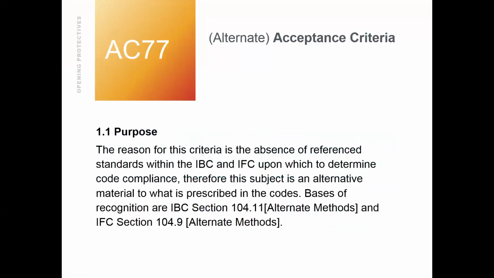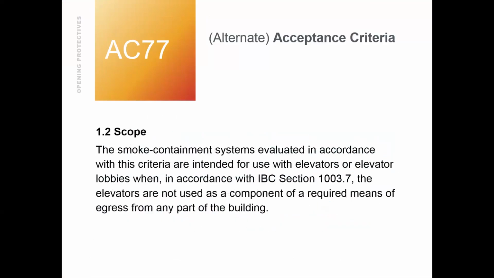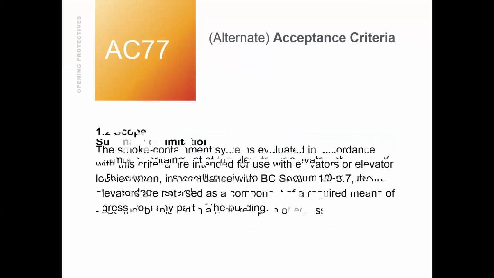So we're trying to obtain code compliance. That's the goal here. You're trying to obtain code compliance through an alternative means, essentially. That's what we're discussing. This could be a common document that you see. Scope: smoke containment systems, which we commonly see at elevators and elevator lobbies. And also, it's an alternative to just a 20-minute rated door application.